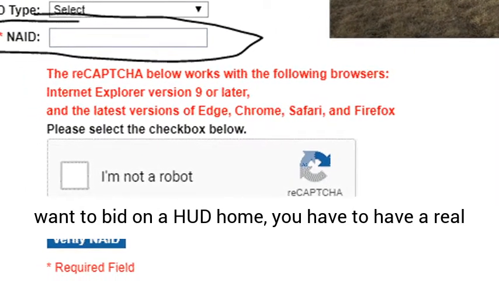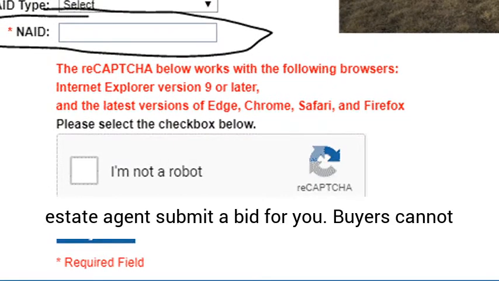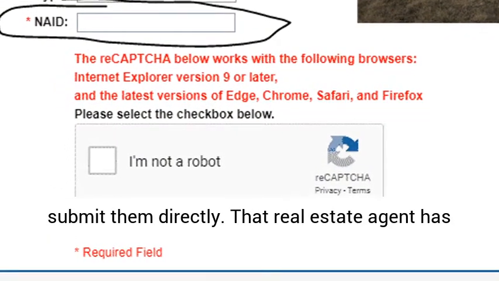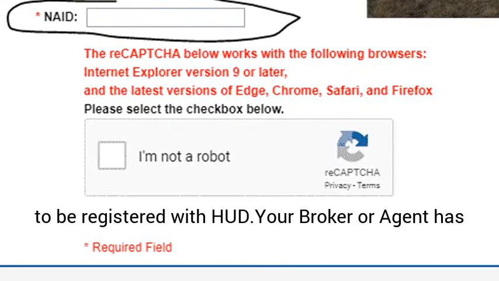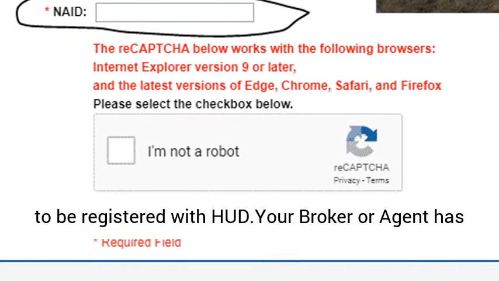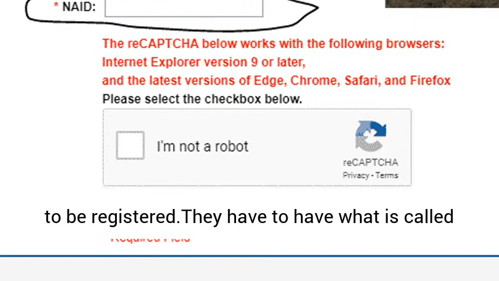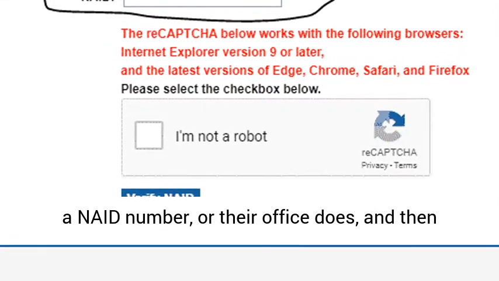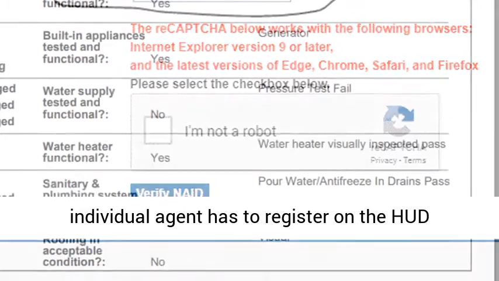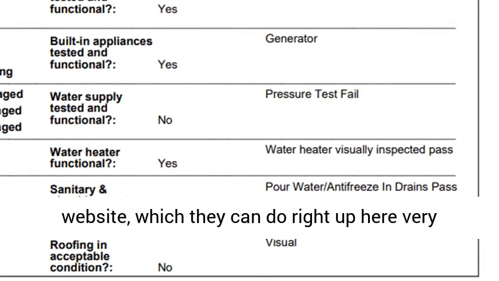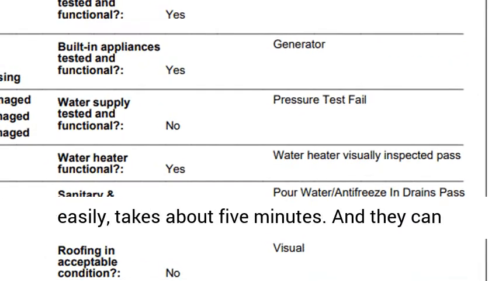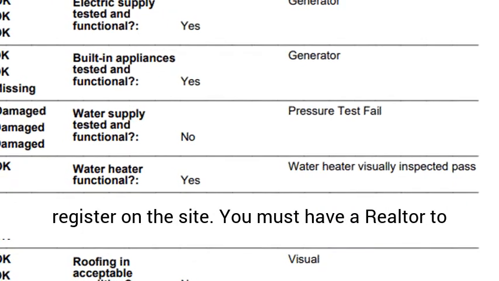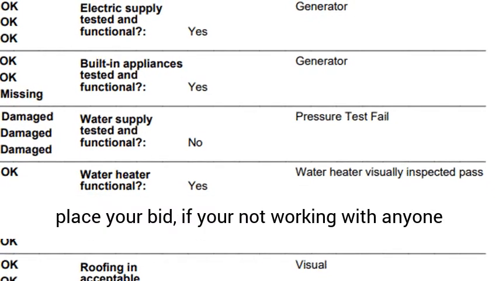Let's talk a little bit about bidding. If you want to bid on a HUD home, you have to have a real estate agent submit a bid for you. Buyers cannot submit them directly. That real estate agent has to be registered with HUD. Your broker agent has to be registered. They have to have what is called an NAID number, or their office does, and then the individual agent has to register on the HUD website, which they can do right up here very easily, takes about 5 minutes. And they can register on the site.